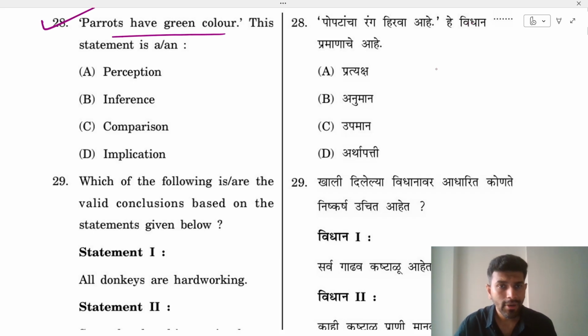Next, parrots have a green color. This statement is a perception, inference, comparison or implication. Perception क्या होता है? It is based on direct observation. Directly देखकर बता सकते हैं कि parrots have a green color. So option A is correct answer. Inference क्या होता है? It involves reasoning beyond direct observation. Comparison, two or more things required to compare different things. Implications क्या होता है? Suggest something indirectly. So option A is correct answer.